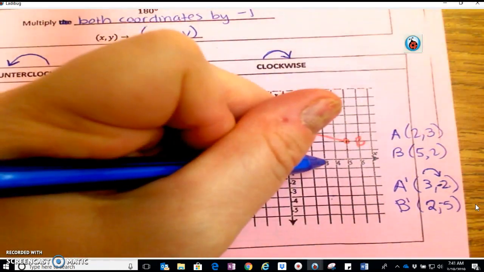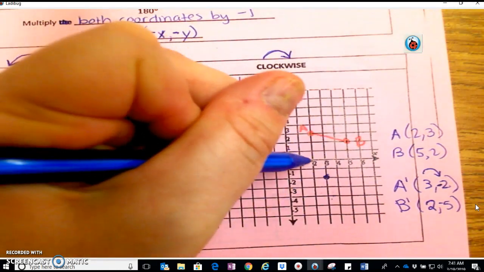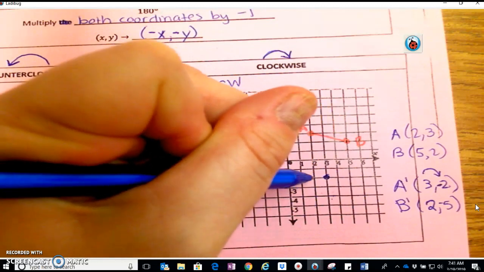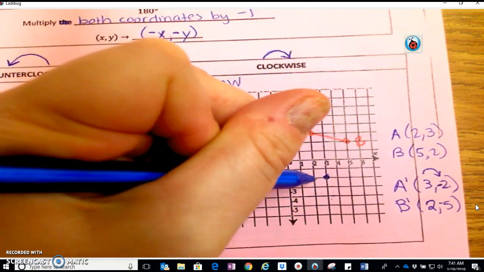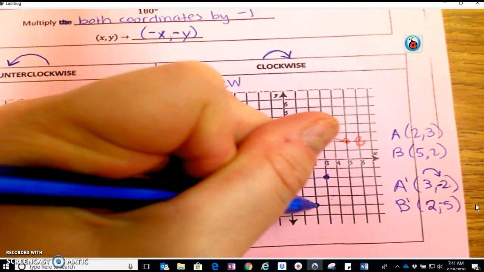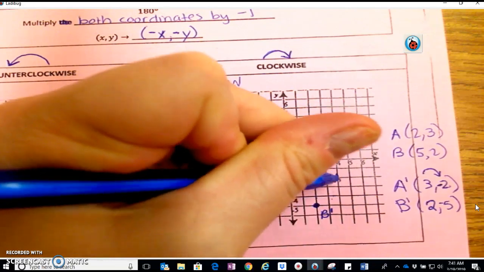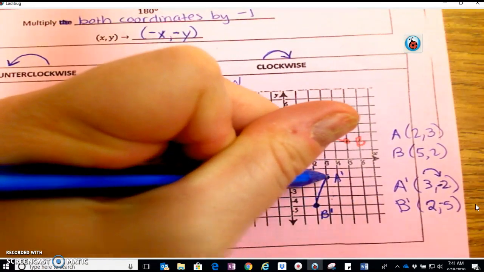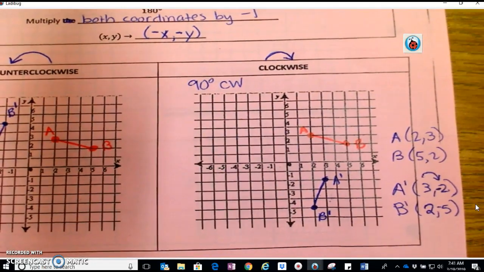So we have 3, -2, and 2, 1, 2, 3, 4, 5. All right, don't forget to label them, A prime, B prime, and we can see that.